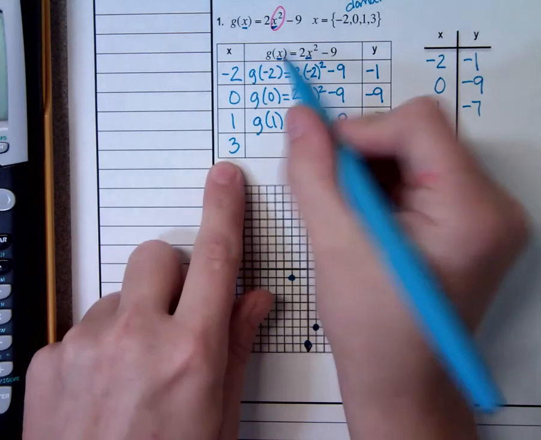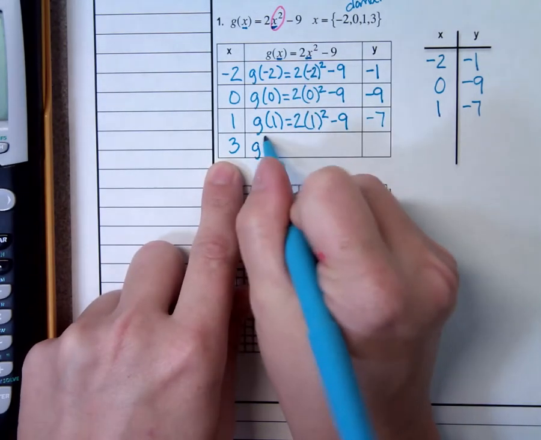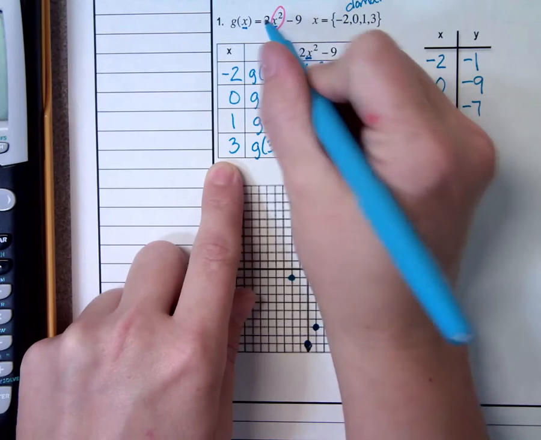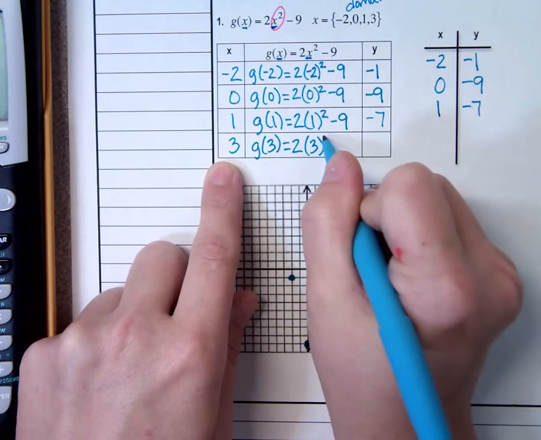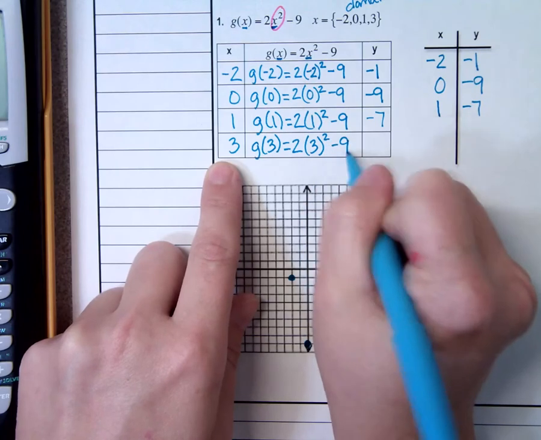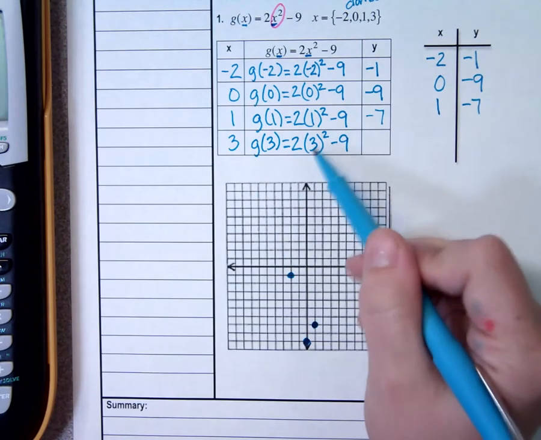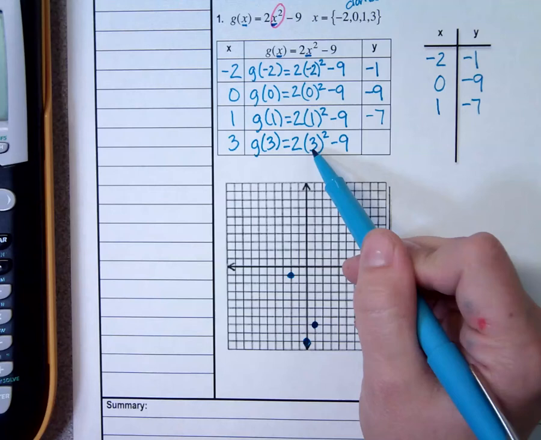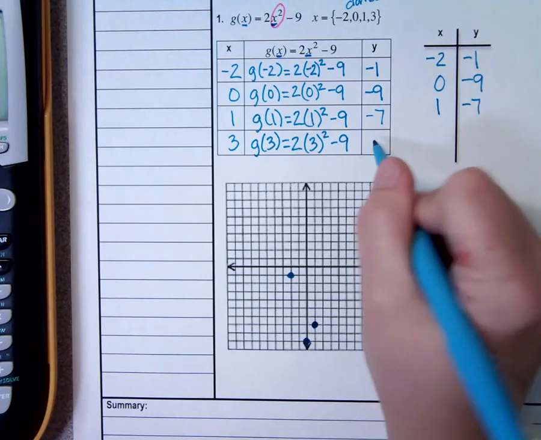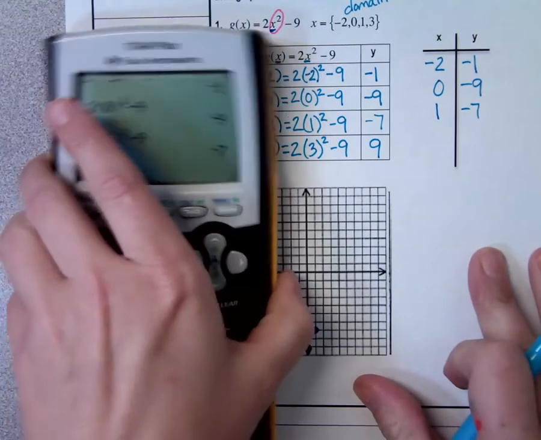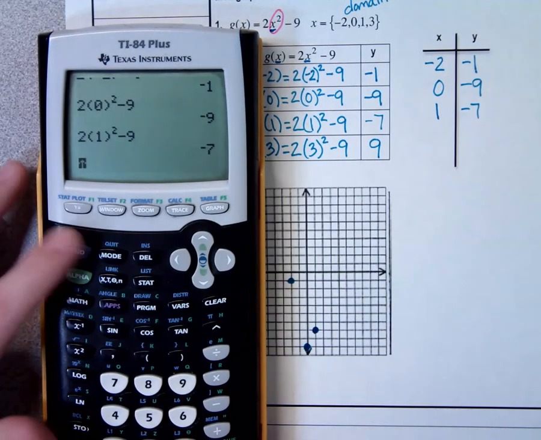Okay, now I'm going to plug 3 into both of my x's. So g of 3 equals 2. Where the x's, I slap my parentheses down, plug the 3 in, squared minus 9. 3 squared is 9, because 3 times 3 is 9. 9 times 2 is 18, and 18 minus 9 is 9. Let me just double check with the calculator real quick.